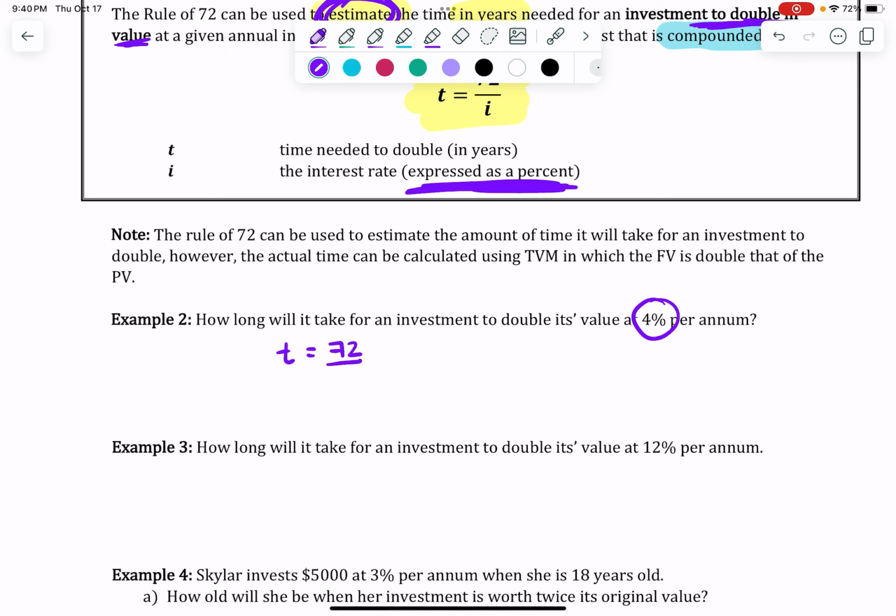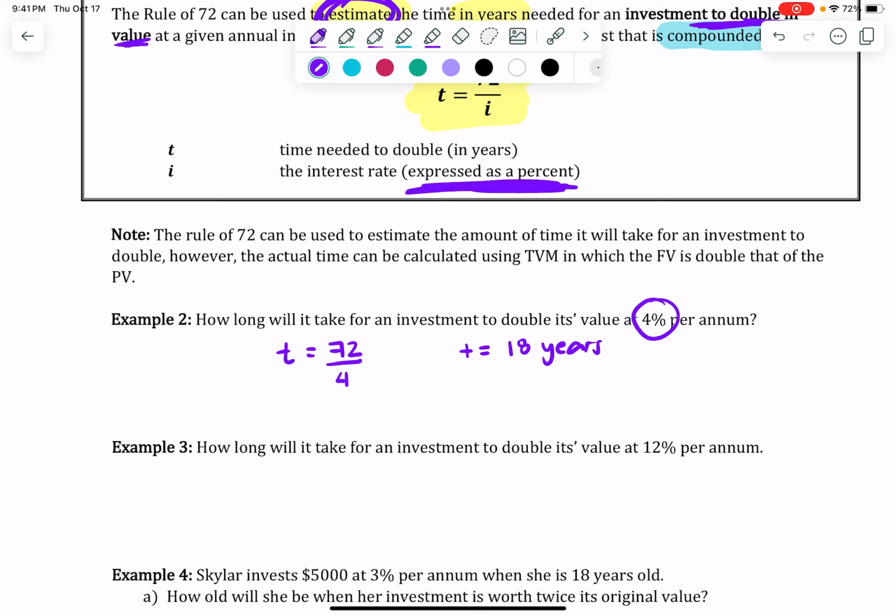And the rule of 72 is this. T is equal to 72 over I. In lieu of I, I'm putting the interest rate expressed as a percent, and I'm plugging it in. Easy peasy, beautiful, breezy, cover girl, however that slogan goes. But I plug this in and I get 18 years.